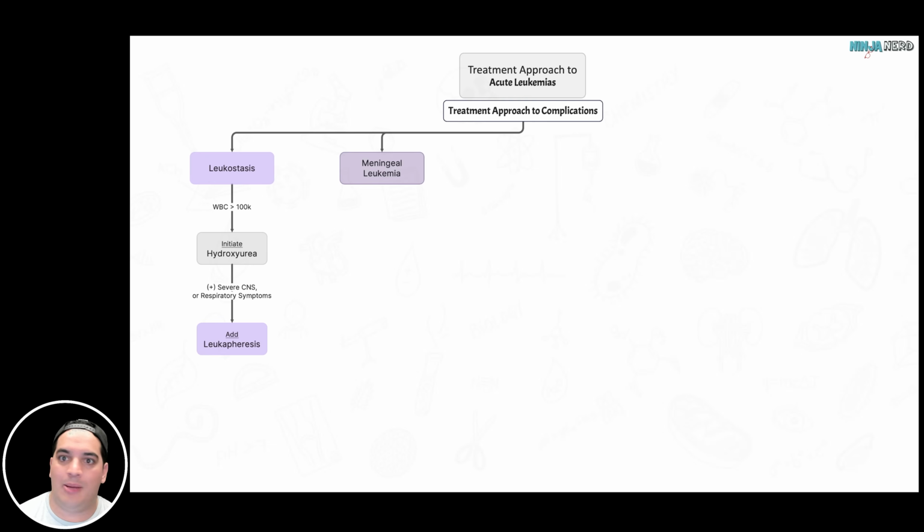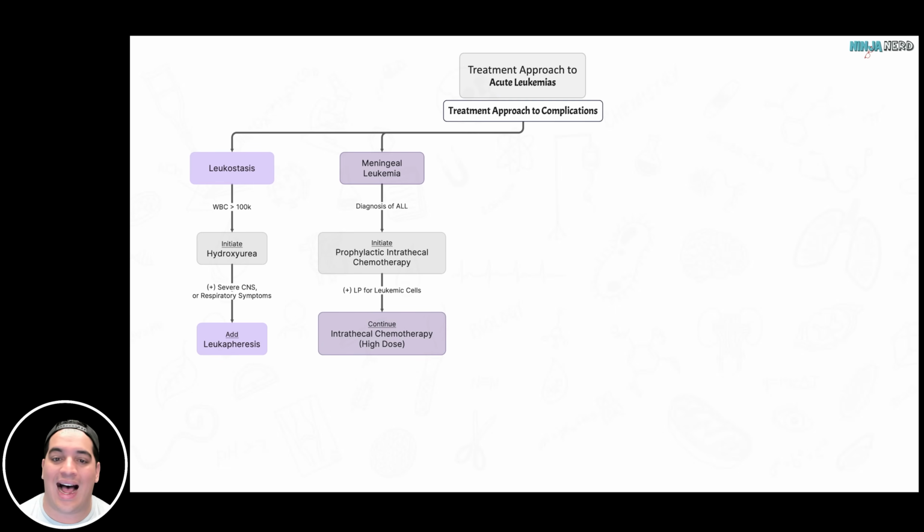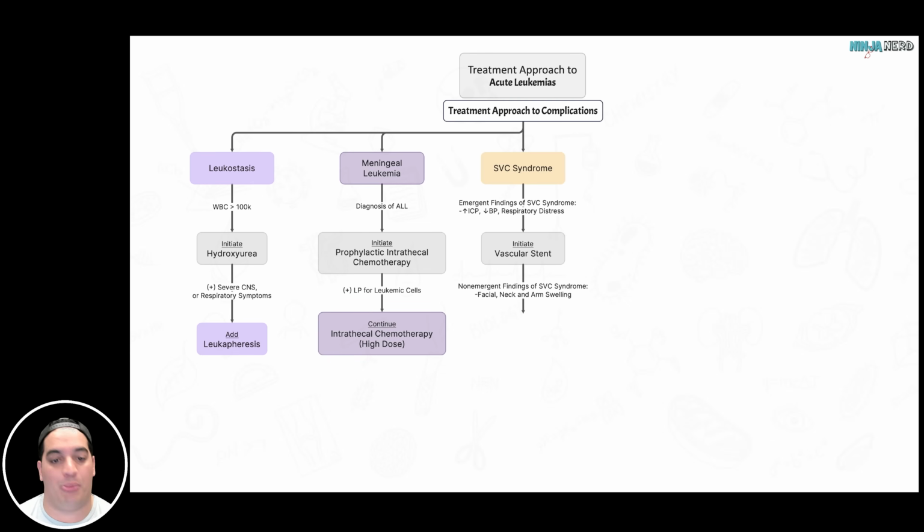If I hear meningeal leukemia, prophylactically with the diagnosis of ALL, I do intrathecal chemotherapy. But if they end up with a diagnosis from an LP and they have meningeal leukemia symptoms, I've got to do high doses. If I hear SVC syndrome, I just want to know, is it an emergency with high ICP, laryngeal edema, hypotension? If it is, stent. If it's not, then what do I do? I'm just going to go ahead and get them ready, schedule them with radiation oncology, get some chemotherapy, but particularly radiation therapy and steroids along with chemo, to shrink the tumor, and that should help with that process.